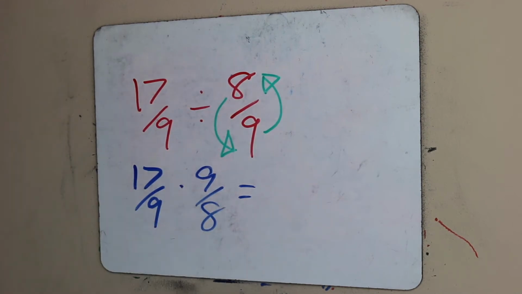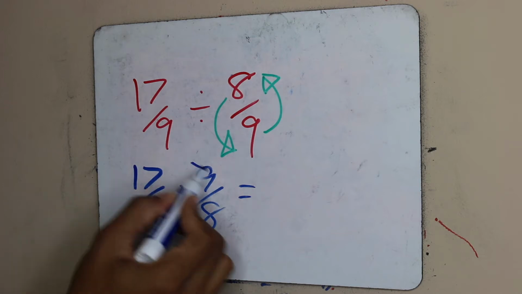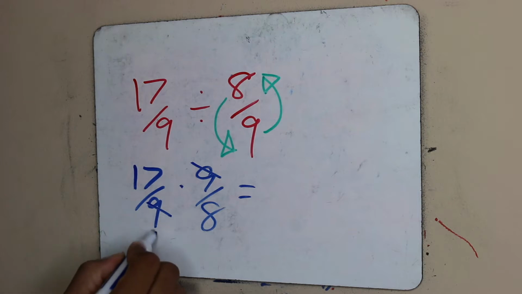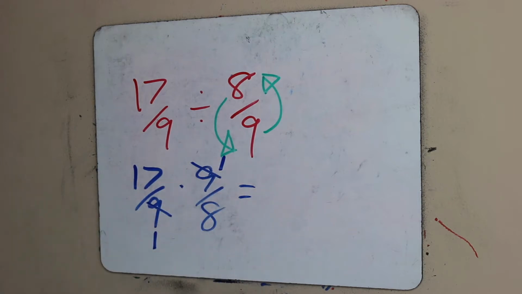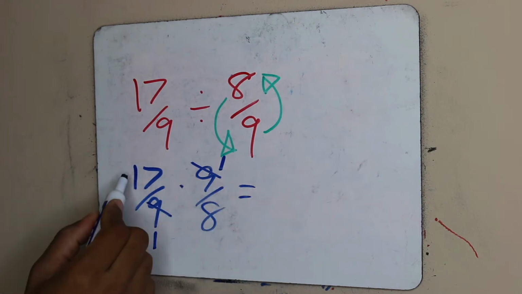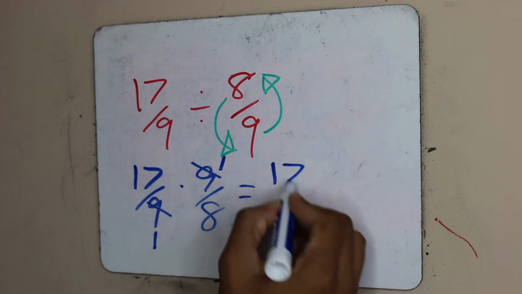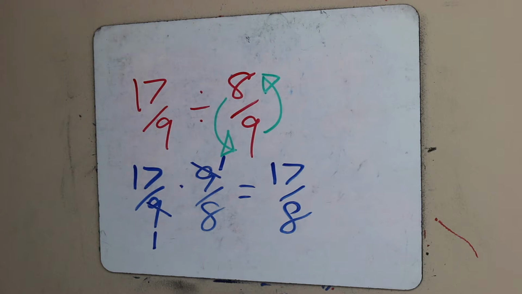So, the next thing that we see is that we can go ahead and cross cancel. How many times does 9 go into 9? Once. 9 goes into 9 once. 8 doesn't go into 17, and there's nothing that goes into both of them, so we just multiply across. 17 times 1 is 17 over 1 times 8 is 8.